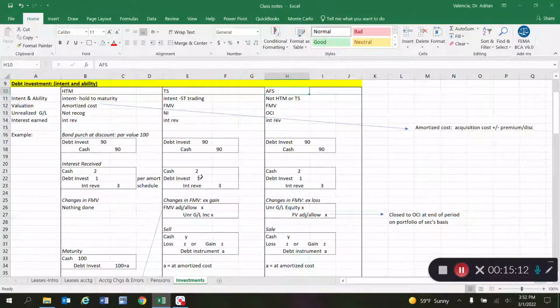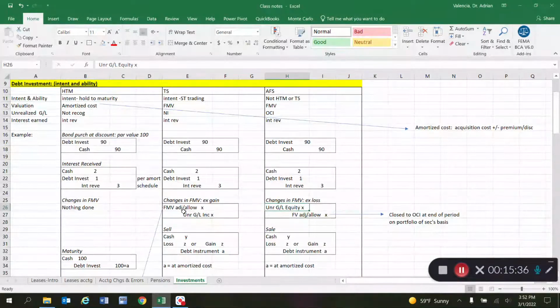All right. And then in the last example, if we cannot classify that debt investment as held to maturity or trading security, then by default, it will be available for sale. And it'll be just like trading security, except that any unrealized gains or losses, and in this case, I did the example of loss, okay? But it's the same thing.